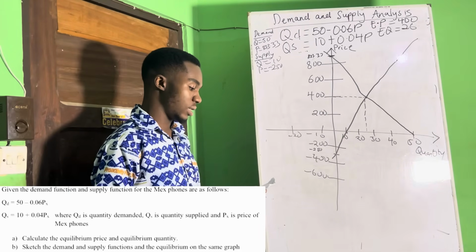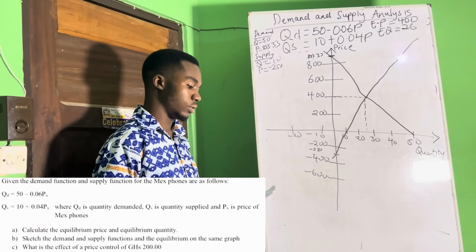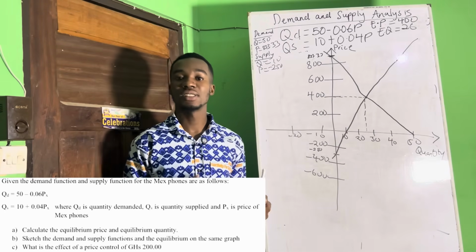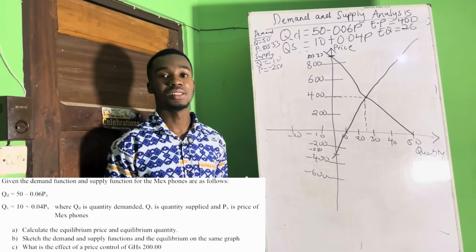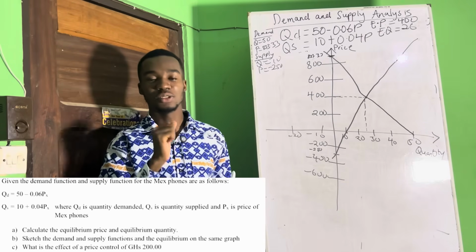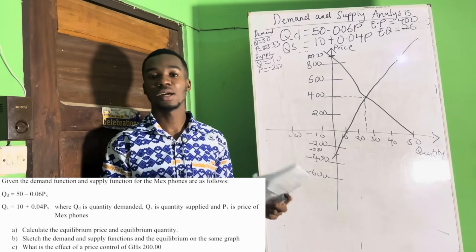Now let's go to the C. The C says, what is the effect of a price control of 200? When you hear price control, it means the government has realized they are not setting the best price for your customers. Maybe the product is supposed to be 200 cedis, but you are selling it at 300 cedis. So the government can see that you should sell the commodity at 200 cedis. You can't say anything about it because it's coming from the government.